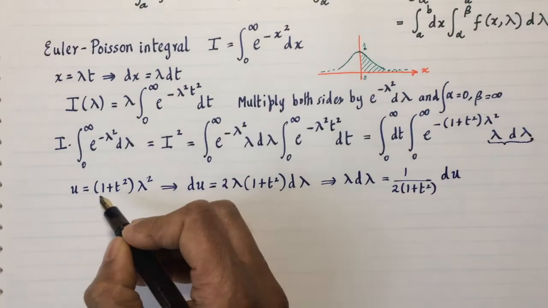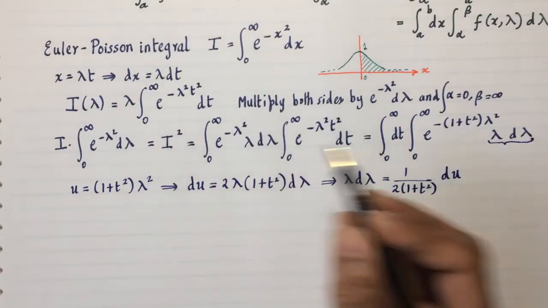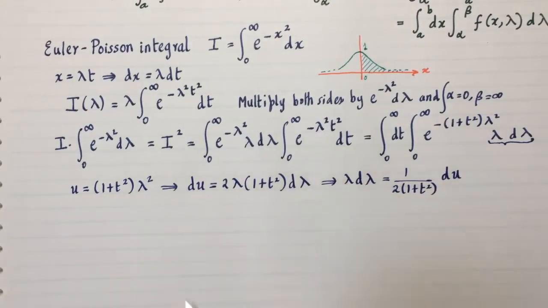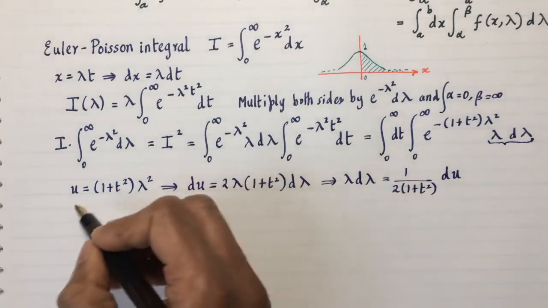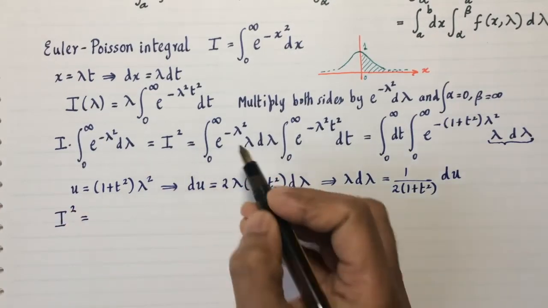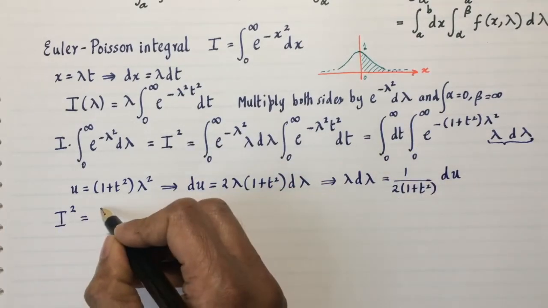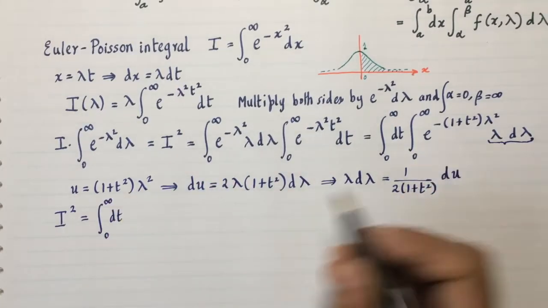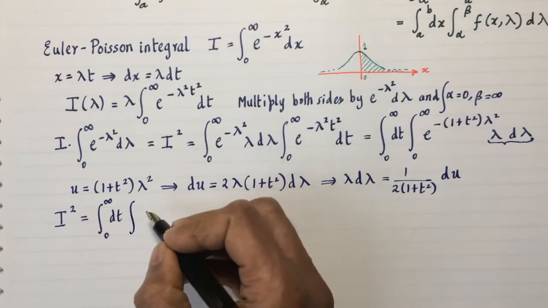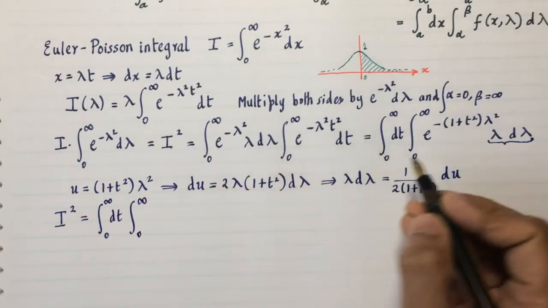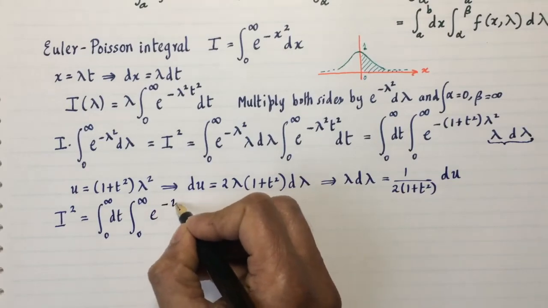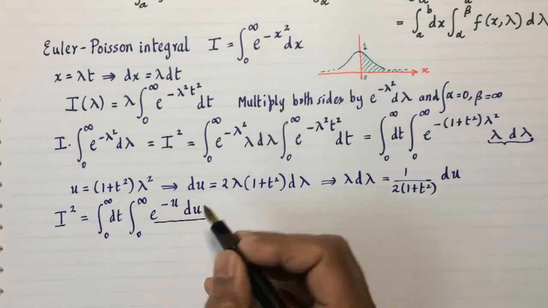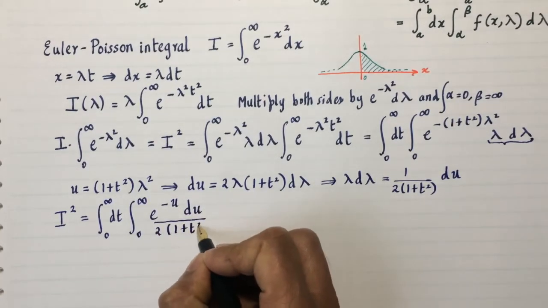Now what about the limits? When lambda is equal to 0, u will also be equal to 0. When lambda goes to infinity, u will also go to infinity. So the limits will remain quite unchanged. So the integral, I have I squared, which is that, and I'm going to rewrite this. The first integral will still be from 0 to infinity dt. That has not changed. But the inner integral, I'm going to now write in terms of the u variable. So that's going to be integral 0 to infinity e to the minus u. And for lambda d lambda, I'm going to write du divided by 2 times 1 plus t squared.